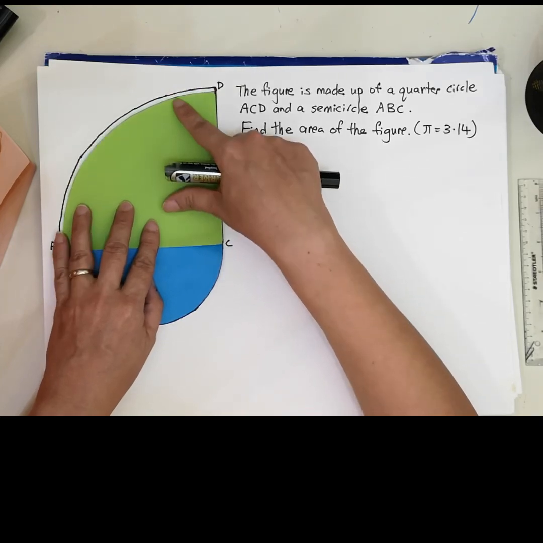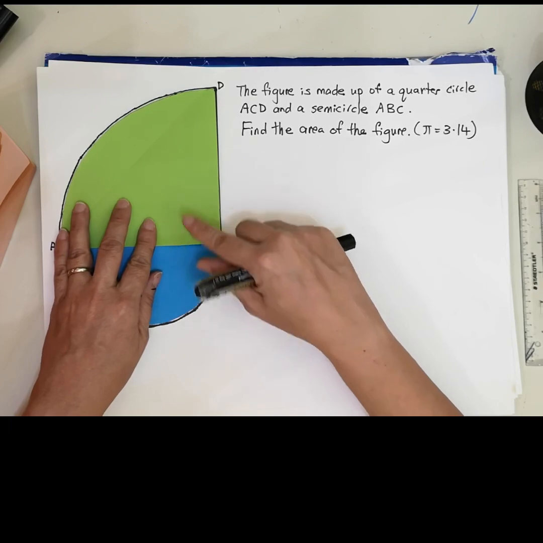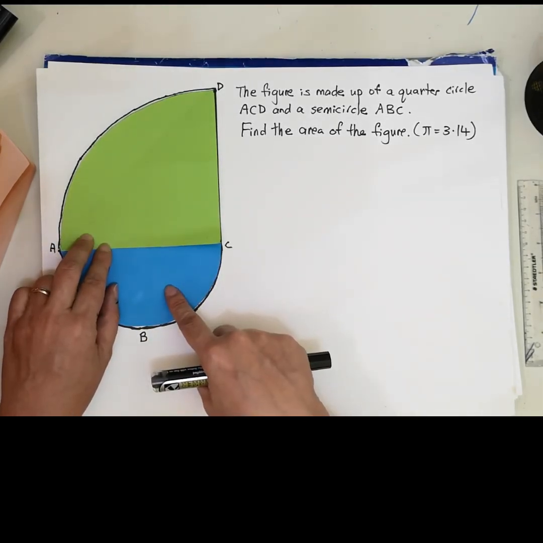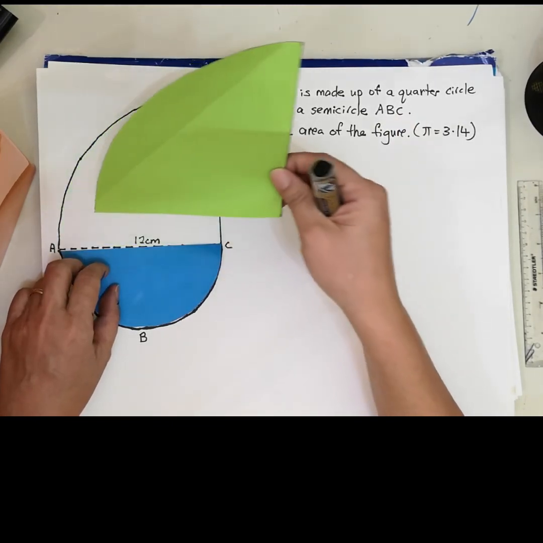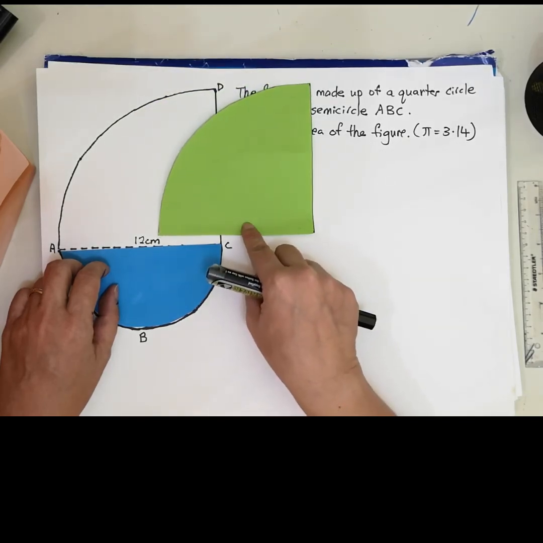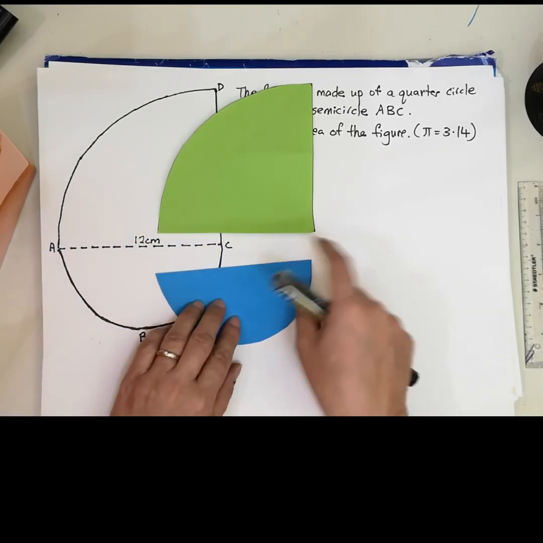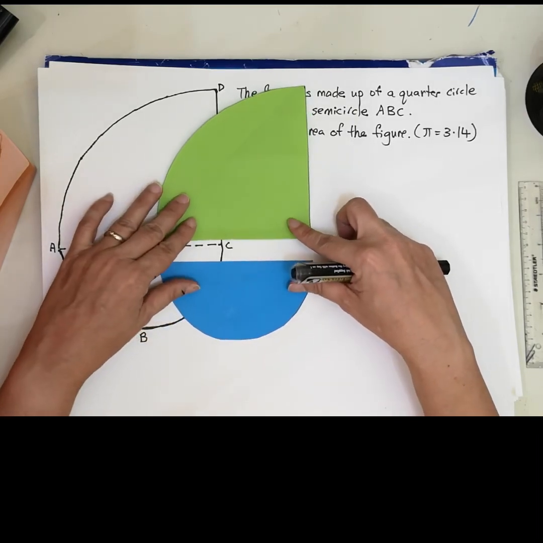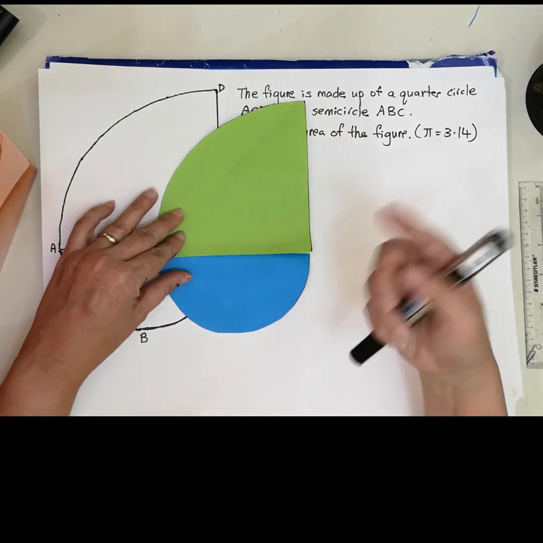So in other words, this composite figure is made up of two shapes, the green quarter circle as well as the blue semicircle. To find the area of the figure, it is the same as finding the area of this green quarter circle with a radius of 12 centimeter and finding the area of this blue semicircle with a diameter of 12 centimeter. And then we add the area of these two shapes together to find the area of the whole figure.